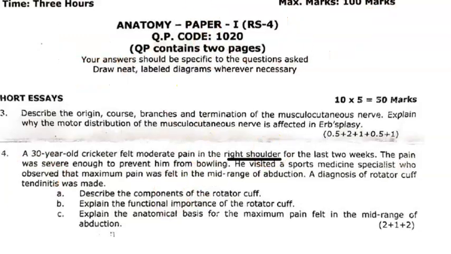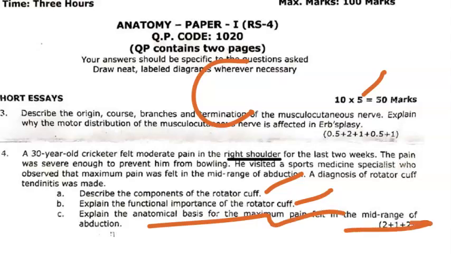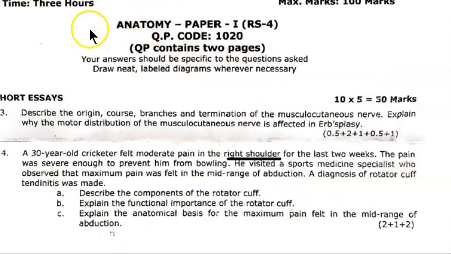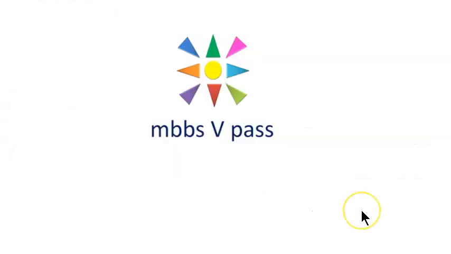Now, what are the questions that they have asked you for 5 marks? So this is a clinical question in the anatomy paper. Remember, they're asking you the components of rotator cuff, importance of rotator cuff, and anatomical basis for the maximum pain felt in the mid-range of abduction. Ready to see the answers? We want marks, right? So quick marks, where will we get?